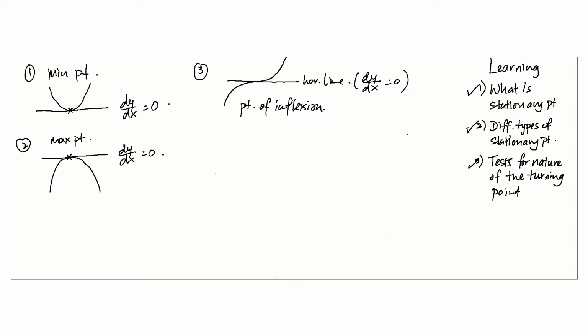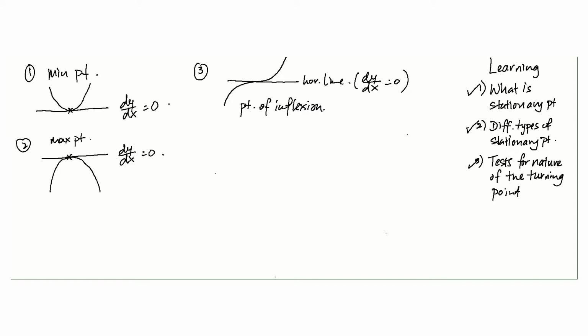So there you have it, ladies and gentlemen. That addresses point number 2, where these are the 3 different types of stationary points that we are talking about: a minimum point, a maximum point, or a point of inflection, where we have the stationary point that gives us dy/dx equals 0.